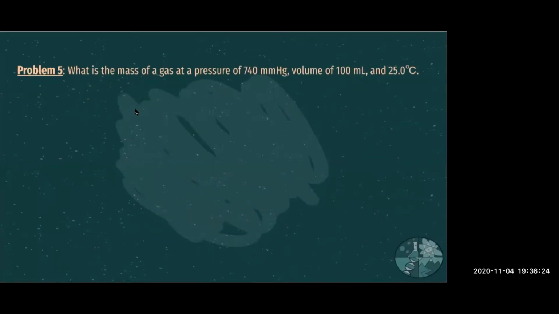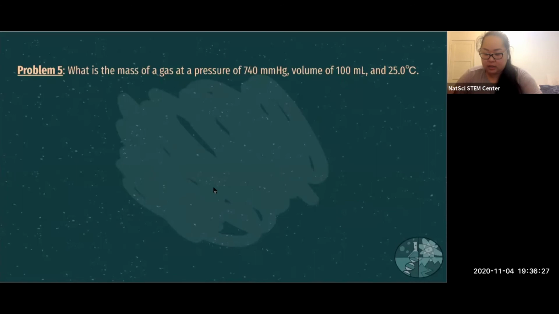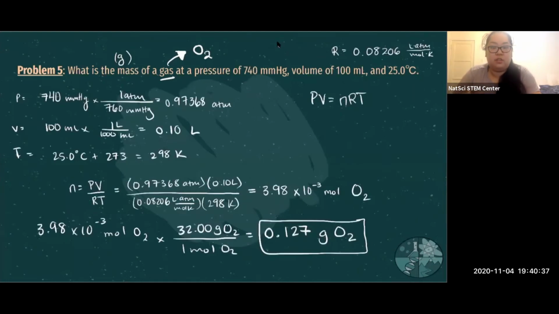Okay, there you go. So what is the mass of a gas at pressure? Sorry, there was a typo here. I want the moles. Yeah, I want the mass of the gas. The gas that we have is O2. So you guys can convert. I got 0.127 grams of O2.